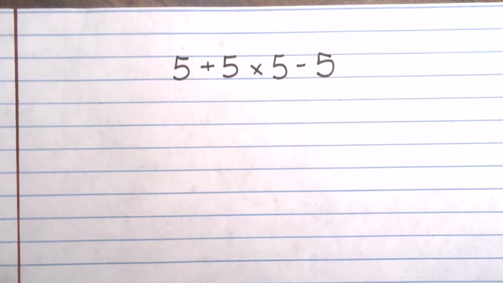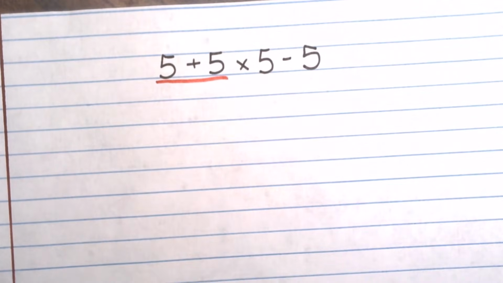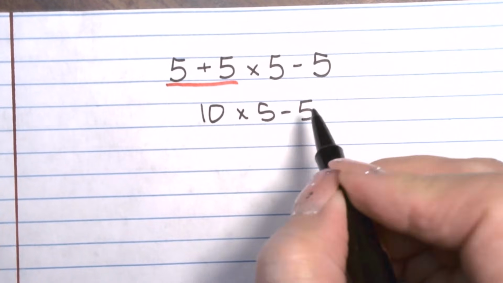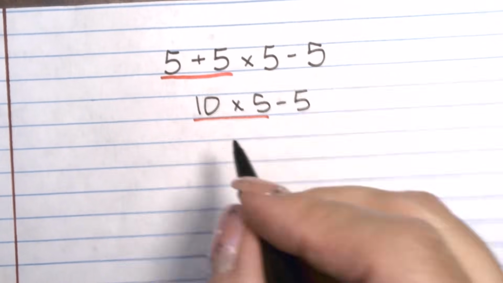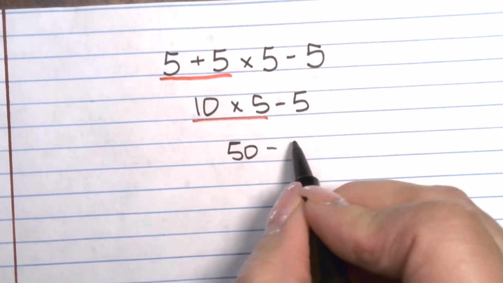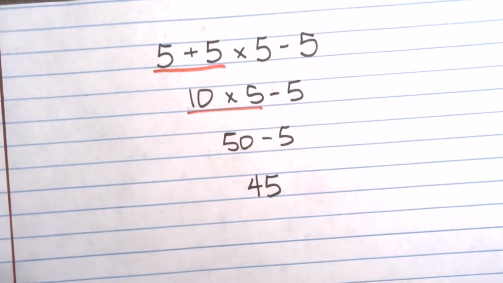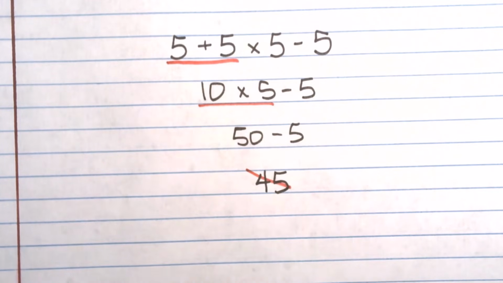Hey there. If you started this problem moving left to right, you would start with the 5 plus 5, and that gets you 10 times 5 minus 5. Then, still moving left to right, we would go with the 10 times 5, and that would give us 50 minus 5, and you get a final answer of 45. But that's not right, because I did not follow the order of operations.